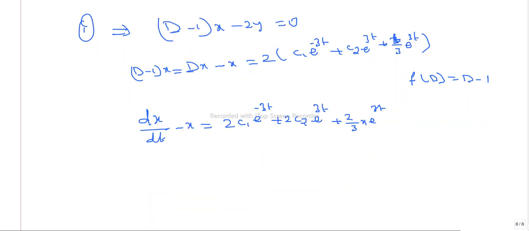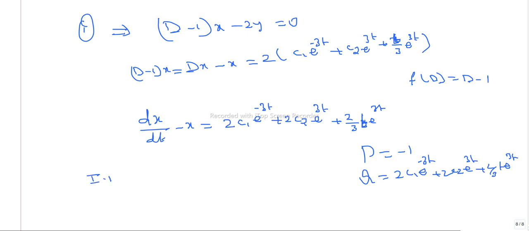Now this is a first order differential equation. What is P? Capital P is minus 1. Q is the right hand side function, 2c1 e power minus 3t plus 2c2 e power 3t plus 2 by 3 t times e power 3t. Now what is the solution? We know that. So what is the integrating factor? In this case e power integral P dt, which is integral of minus 1 dt, that is e power minus t. This is the integrating factor.